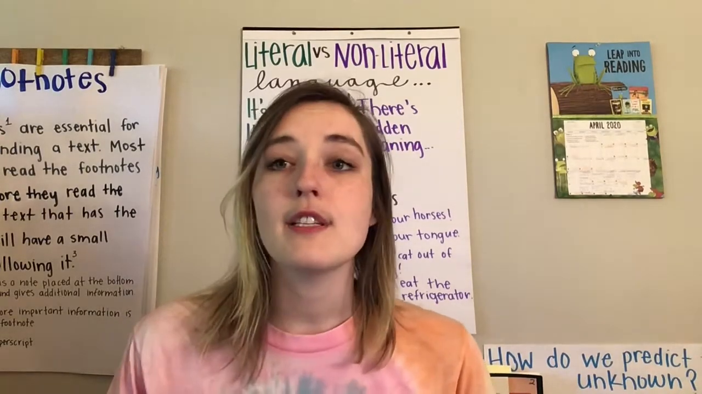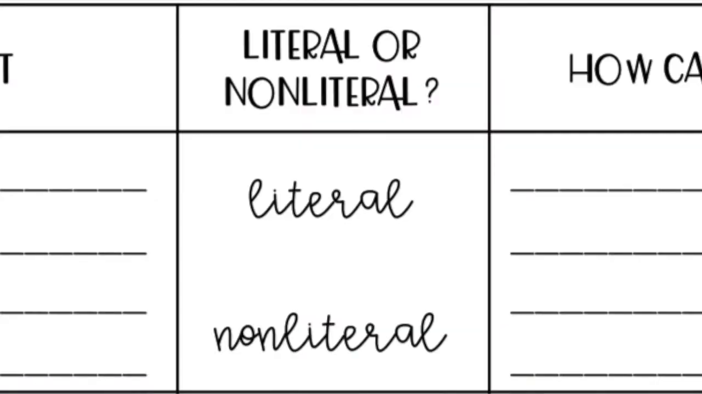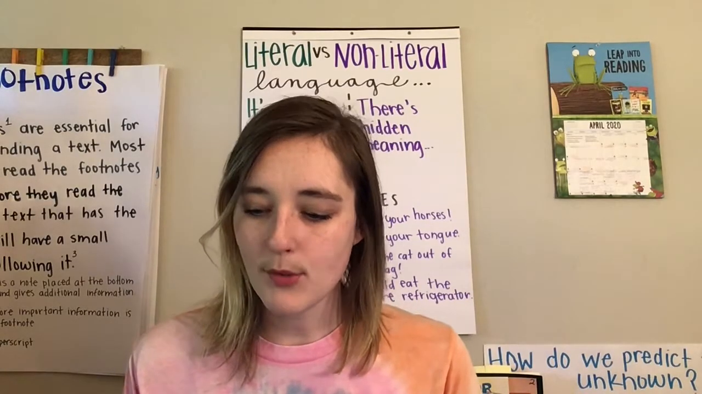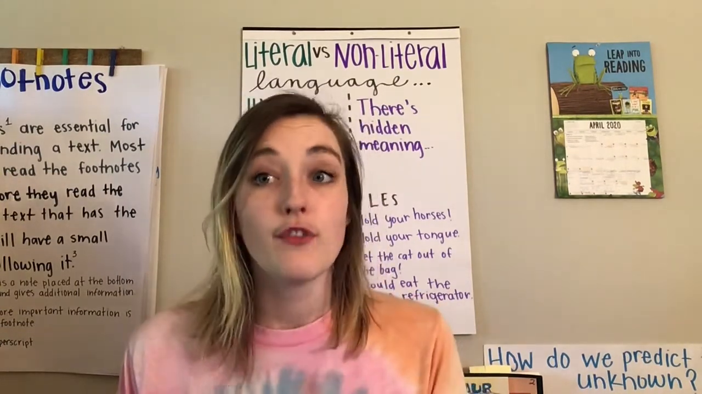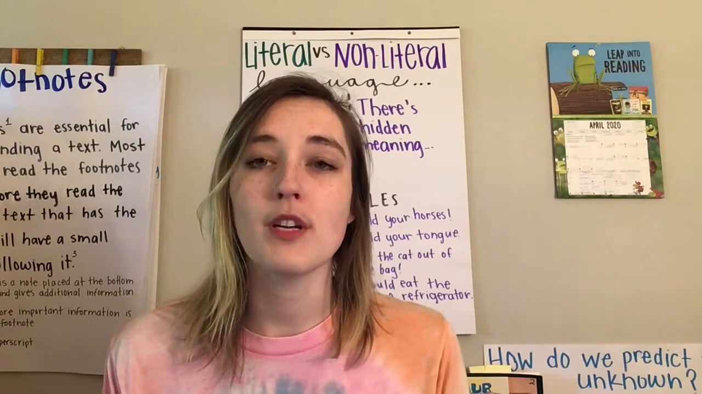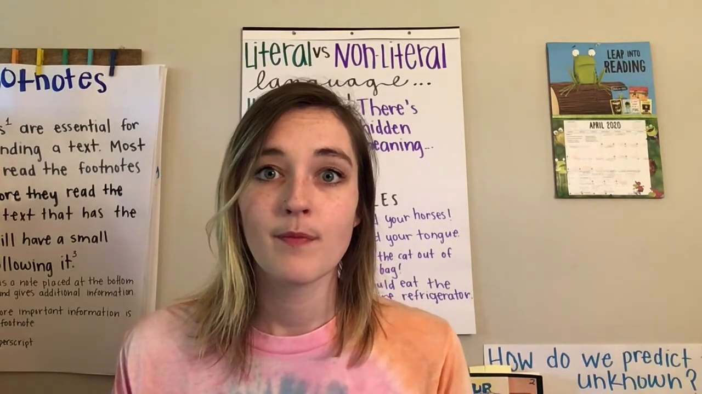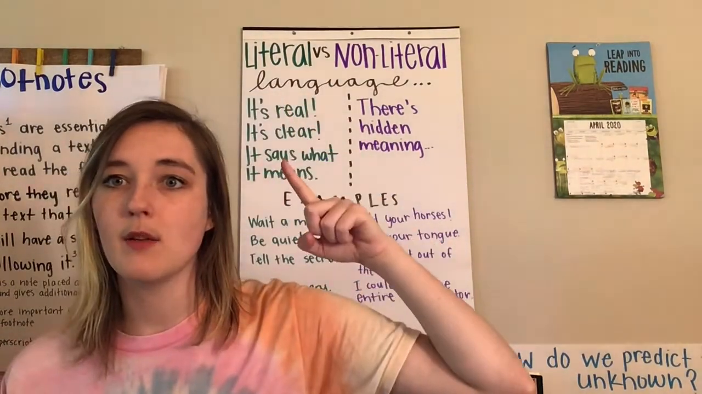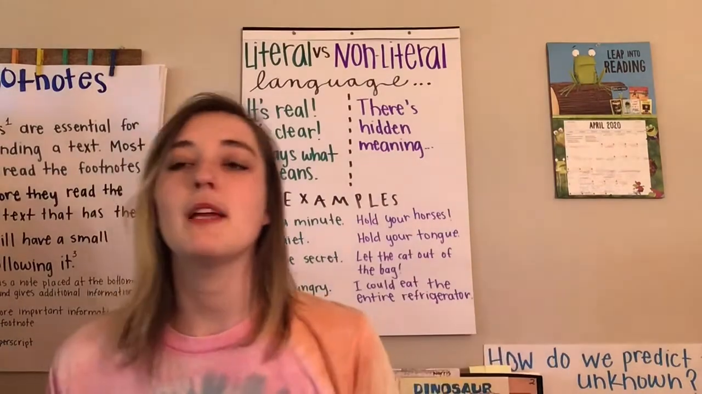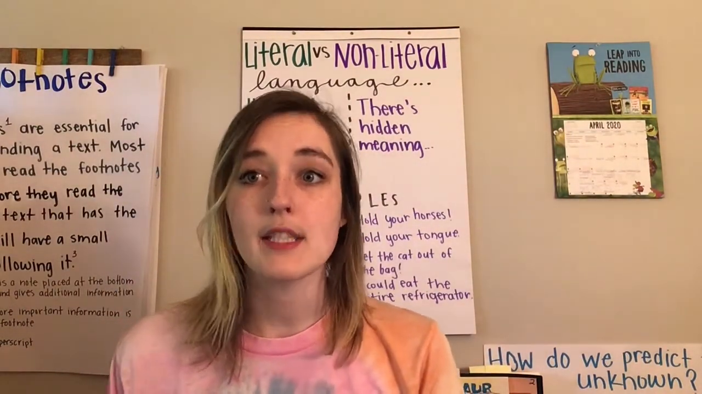Okay, so now that you've written down the detail from the text, what you need to do is decide if it's literal or non-literal. So looking at it, it says leaves were falling from the trees and the freezing winds blew. First of all, do leaves actually fall from trees? And do cold, freezing winds blow in the wind? Okay, is it real? Is it clear? Is it saying what it means? Or is there a hidden meaning? Circle if it's literal or non-literal and explain why.